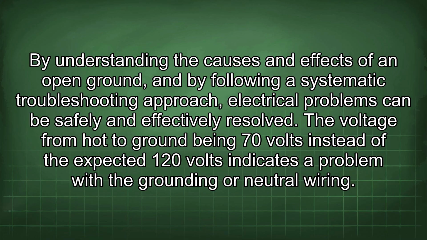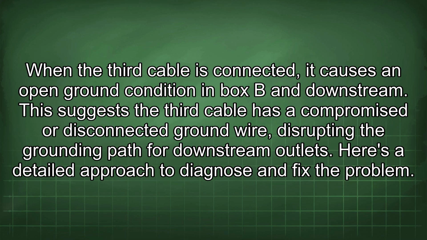The voltage from hot to ground being 70 volts instead of the expected 120 volts indicates a problem with the grounding or neutral wiring. When the third cable is connected, it causes an open ground condition in box B and downstream. This suggests the third cable has a compromised or disconnected ground wire, disrupting the grounding path for downstream outlets. Here's a detailed approach to diagnose and fix the problem.